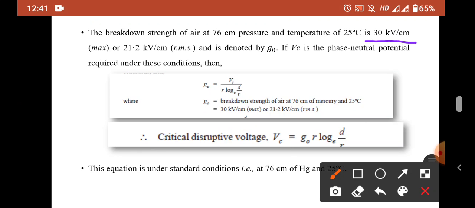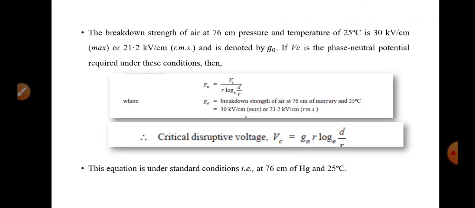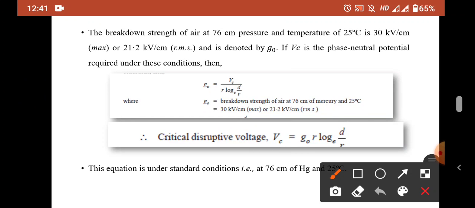So in this equation we have to substitute G as G0, which is the breakdown strength of air, and its value is 30 kilovolt per centimeter. So G0 will be equal to Vc by r log d by r, and Vc is the critical disruptive voltage, that is the minimum voltage at which corona occurs. So from this equation what will be Vc? Vc will be equal to G0 r log d by r.